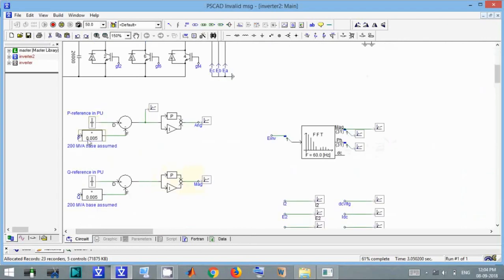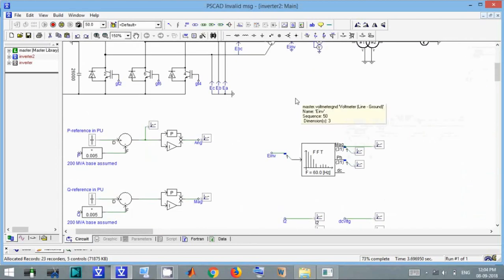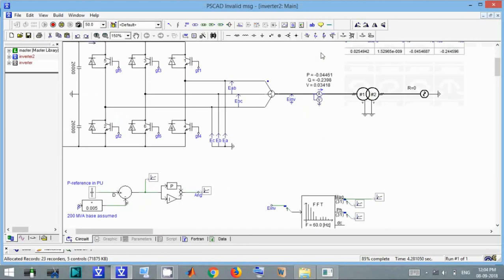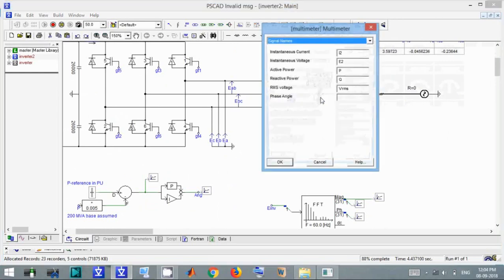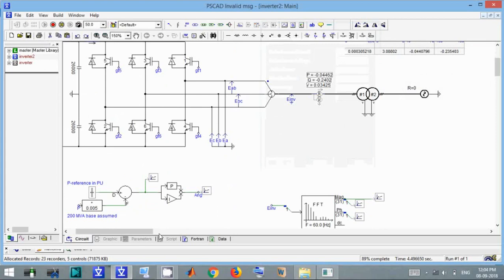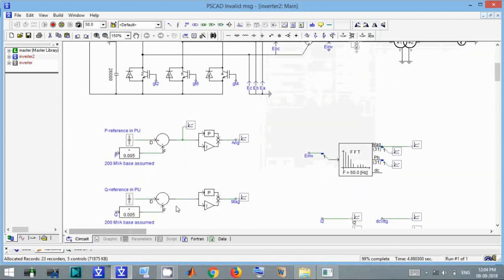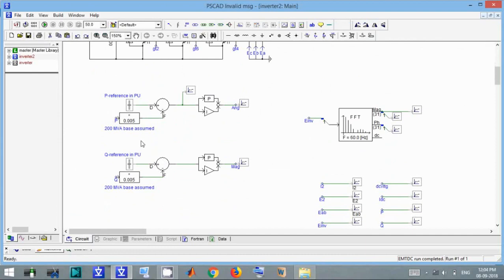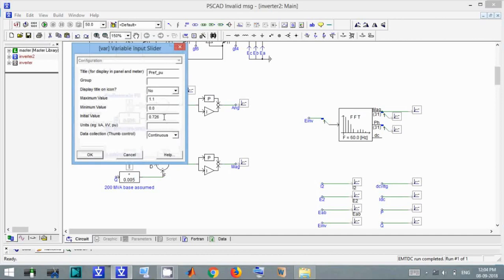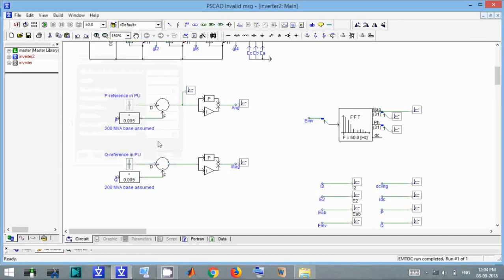This is our P and Q, active and reactive power. We can calculate them from this multimeter. For P and Q we have to take the base value for reference. The base value is 200 MVA, which we assume, so 1 by 200 means 0.005, and we set a P reference; the initial value is this.